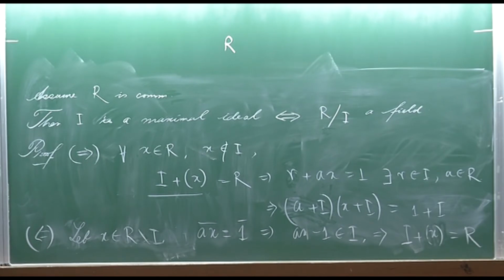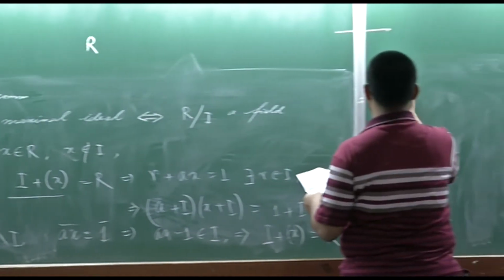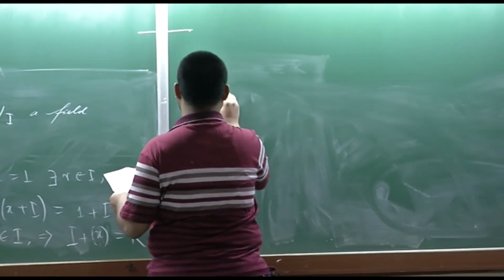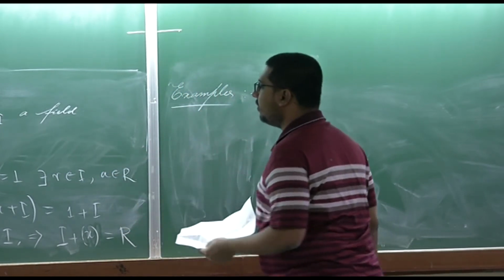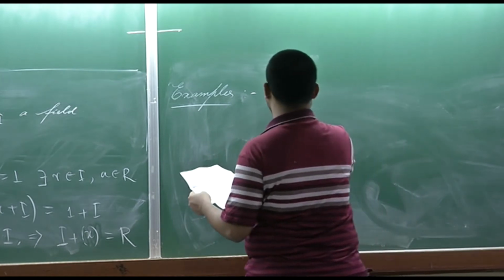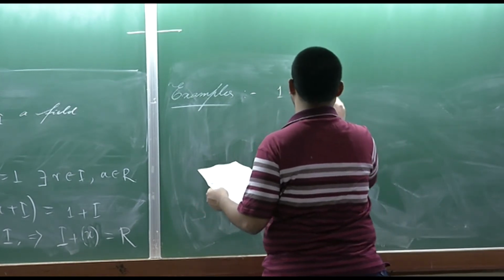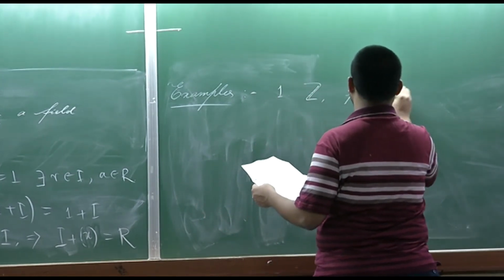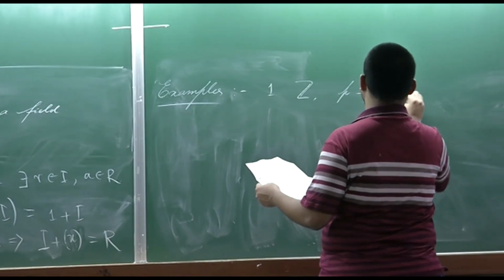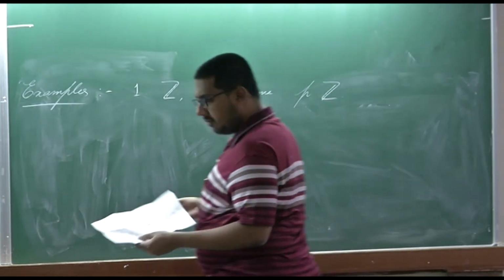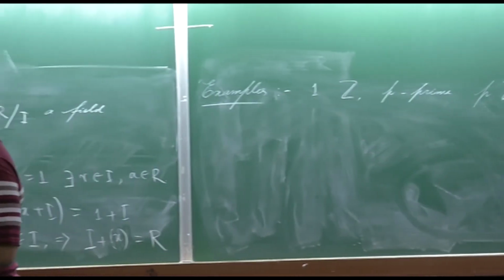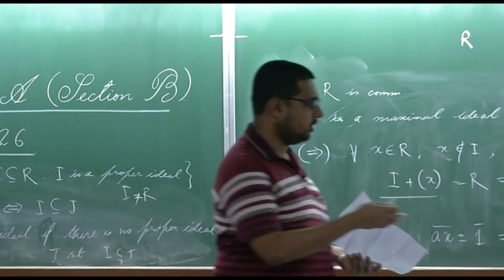Now, let me talk about some examples. What are the standard examples of maximal ideals? In case R is Z and P is any prime, then P Z is a maximal ideal, because the quotient will be simply Z modulo P Z, which is a field.